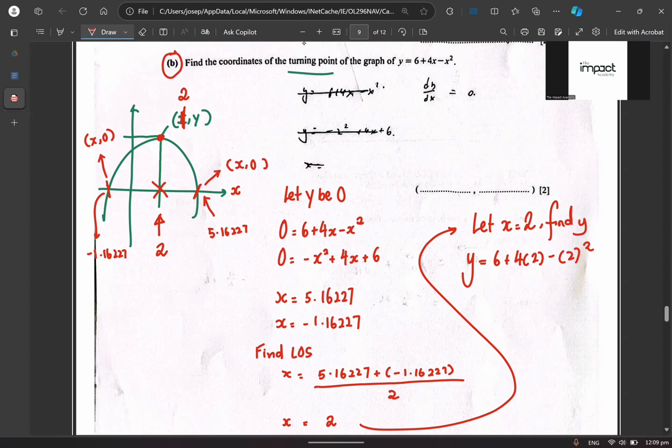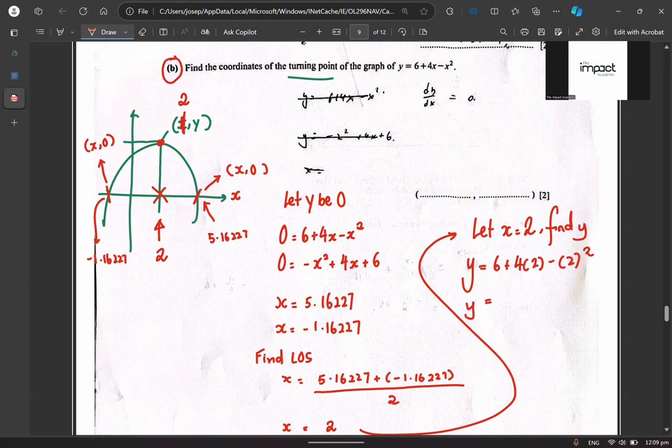How much is that? Very good. All right, so you get y equals 9. All right, so y equals 9. Don't write wrongly, yeah? All right, so you see, all of my unknowns are all found. True? All right, so that's how I get the turning point. Understand?